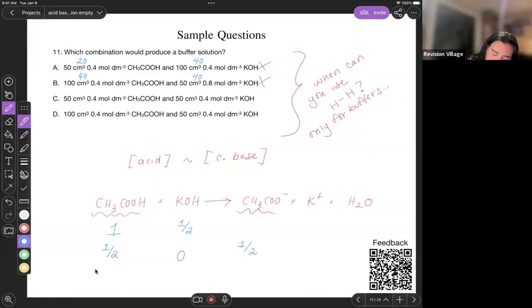In choice 3, I get 20 millimoles of the acid, I get 20 millimoles of the base. Again, that's like the equivalence point of some titration that I'm not trying to do. So let us hope that D is the right answer. I have 40 millimoles of the ethanoic acid. I have 20 millimoles of the KOH. That is a perfect 1 to 1/2 or 2 to 1 ratio. D is our right answer. So way to go, those of you who wrote in D.